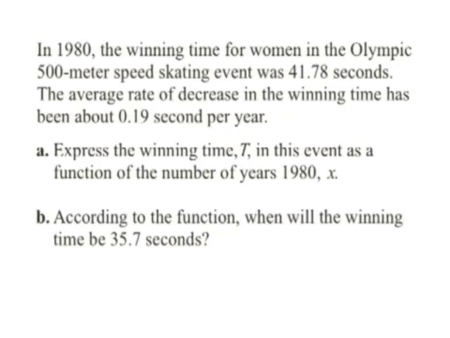In 1980, the winning time for women in the Olympic 500-meter speed skating event was 41.78 seconds. The average rate of decrease in the winning time has been about 0.19 seconds per year. In Part A, we're asked to express the winning time t in this event as a function of the number of years after 1980, which is x. In Part B, according to the function, when will the winning time be only 35.7 seconds?